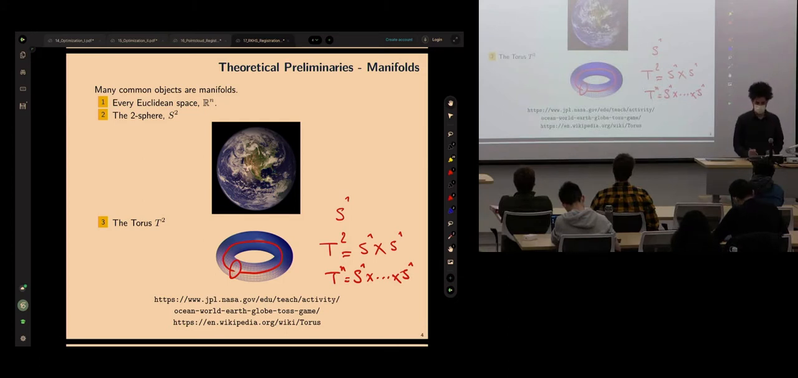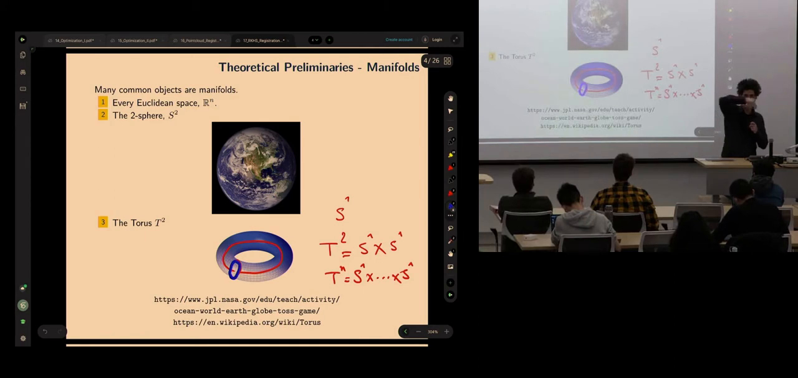So imagine you grab this smaller circle here and then move it all the way around the other circle. That will create a surface, and that's a torus.